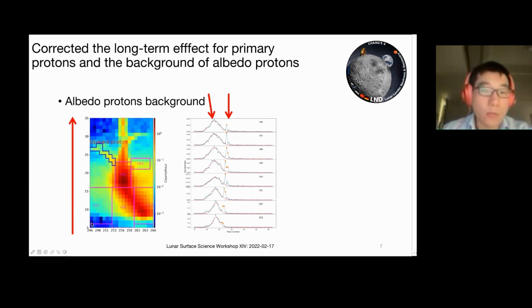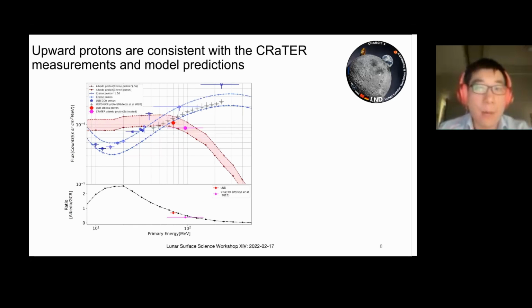For the albedo protons, we plot the histogram distribution along this y-axis, and we find that this arrow points out the region of the albedo protons. You can see there is a background that we could model with a Gaussian function. So we manually subtract this background and derive the albedo proton flux. After applying this method, we finally get the final result of the albedo protons and the primary protons and their comparison with the models.